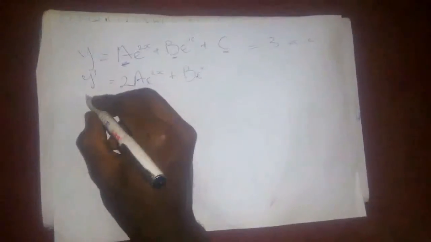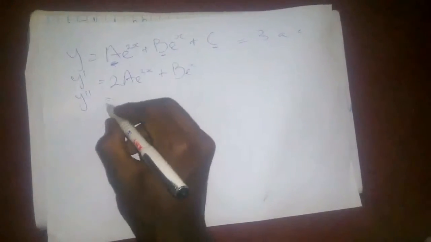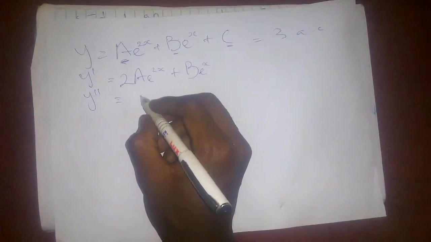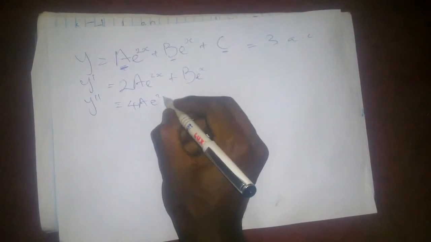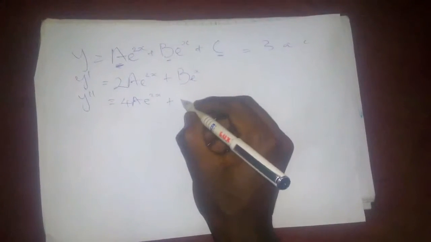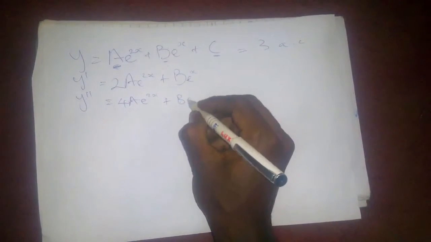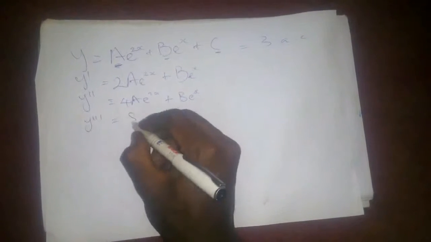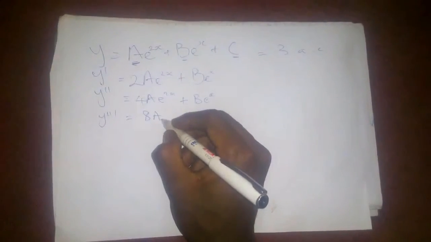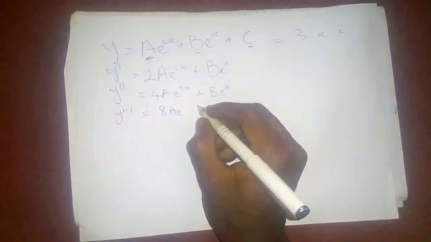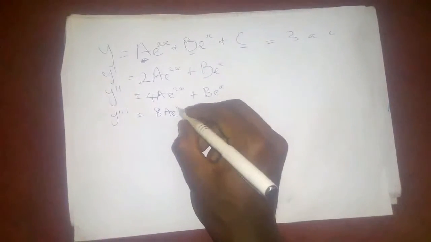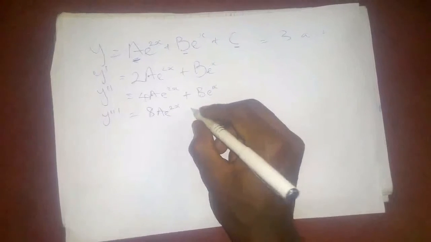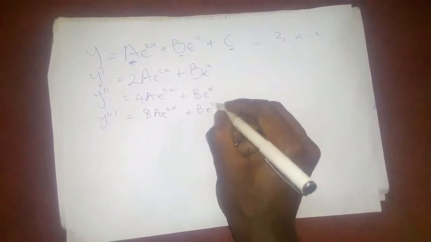Now the second differentiation will give you 4a e raised to power 2x plus b e raised to power x. Then the third differentiation will give you 8a e raised to power 2x plus b e raised to power x.